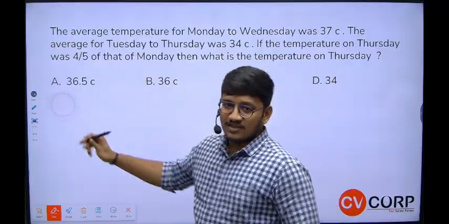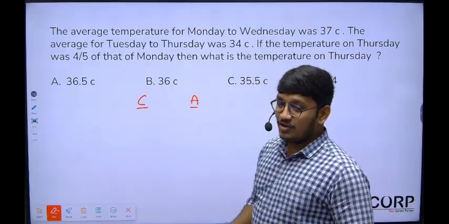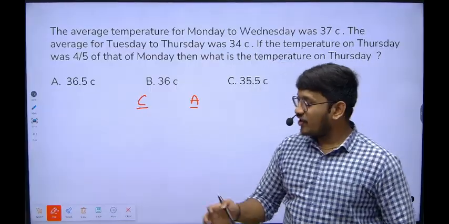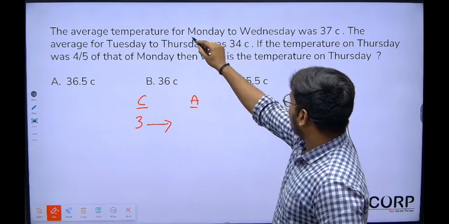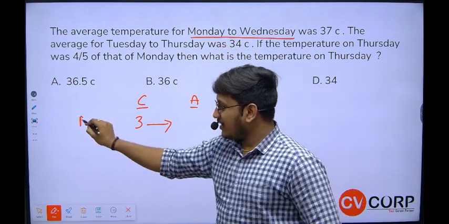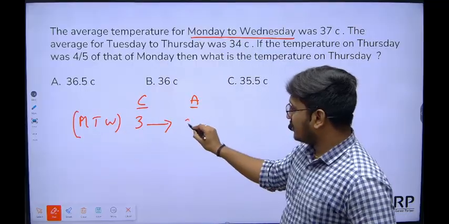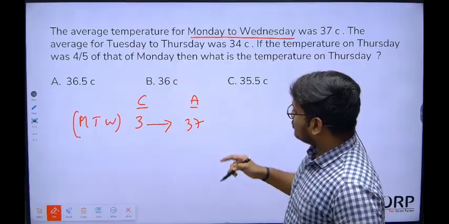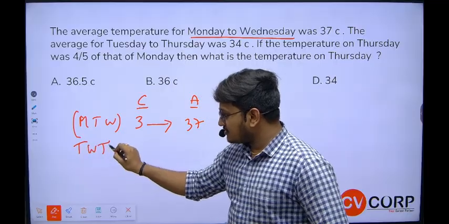Let's consider the scenario: count, average. We'll see how difficult it is or how easy it is. So count and average: 3 days, from Monday to Wednesday. Obviously, Monday, Tuesday, Wednesday, 3 days. Average, how much? It is 37. Now, the average for Tuesday to Thursday, means Tuesday, Wednesday, Thursday.